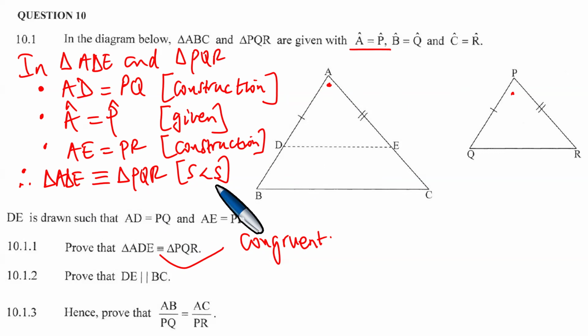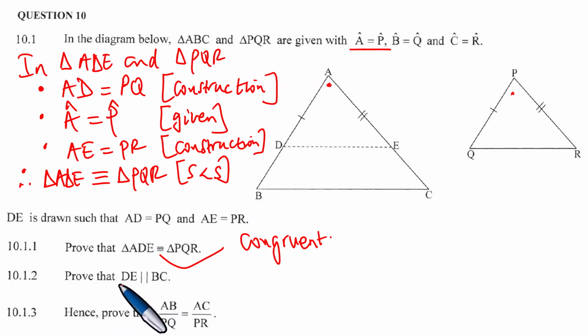Okay, so yeah, which is exactly side angle side. And then we have proven this one. We have to prove that these two triangles are congruent, and we have proven that these two triangles are congruent. The reason is side, angle, side. Next, we need to prove 10.2.